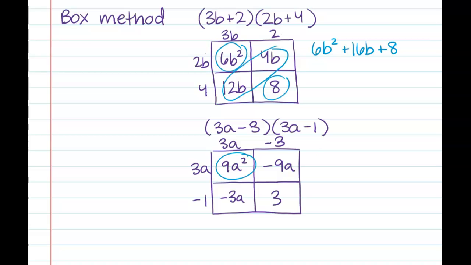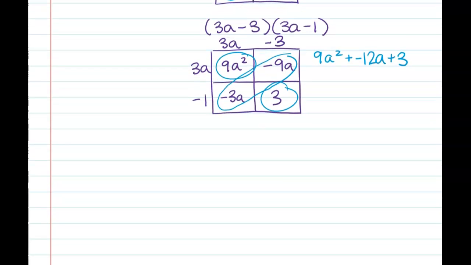So our answer is 9a squared. Again, we're adding along the diagonal here. Negative 9 plus negative 3, or negative 9 minus 3, is negative 12a. You don't need a plus and negative, you can just do minus if you want. And then plus 3.